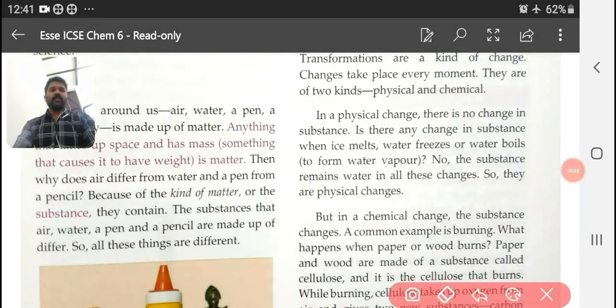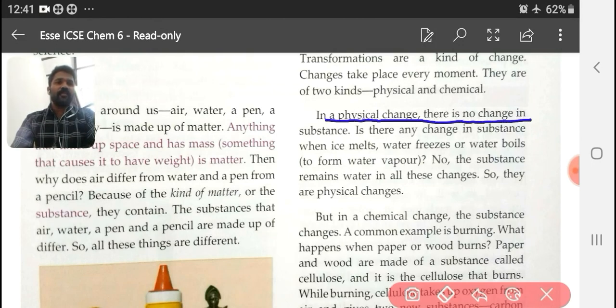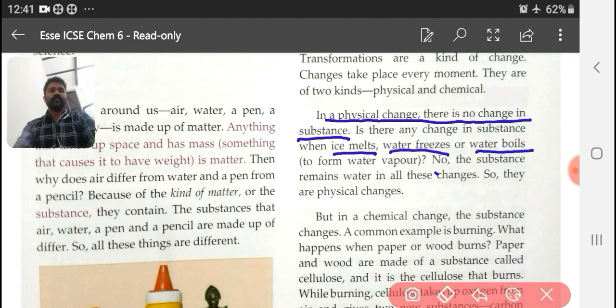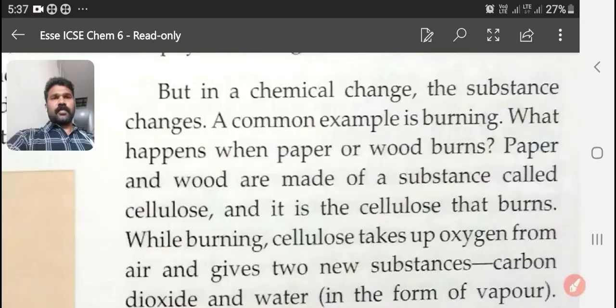Here is the answer. In a physical change, you mark it. In a physical change, there is no change in substance. Examples: ice melts, water freezes, water boils.